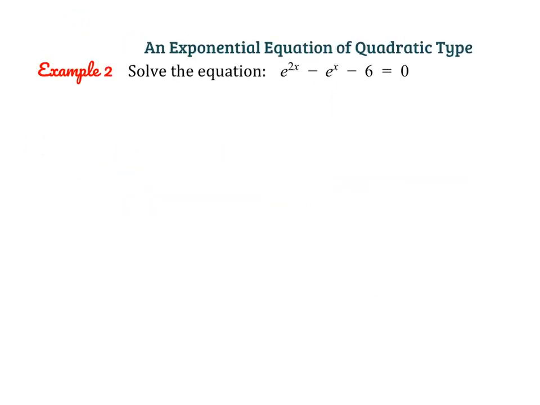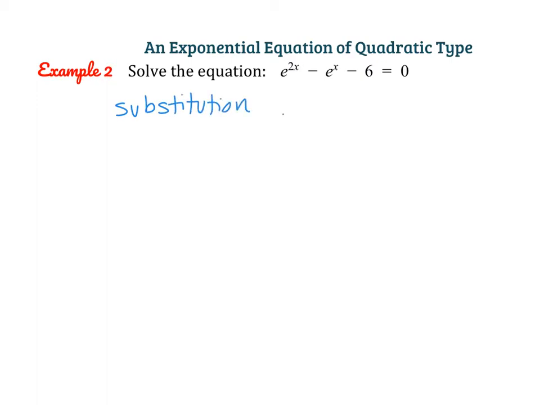So now we're going to try to solve an exponential equation of the quadratic type. If you look at this, it really looks similar to x squared plus bx plus c, except instead of having x squared, we have e to the x. So a few different ways we can do this. One way is using substitution.